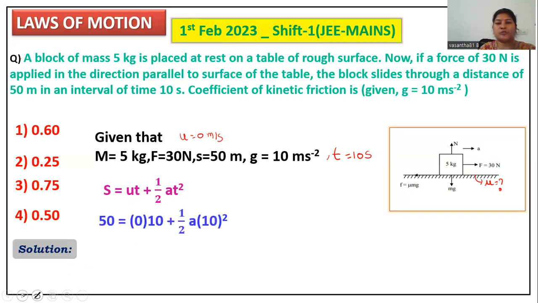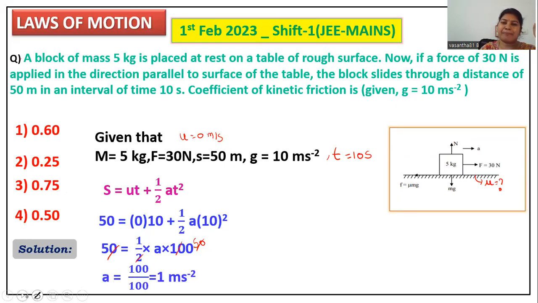Then we substitute the values. 50 meters equals u, which is 0, times time 10 seconds, plus half a into t squared, 10 squared. In the next step, 50 equals 0 into 10, which is 0, plus half a into 100. Half of 100 is 50, so the 50 cancels. We find the value of a is 1 meter per second square.